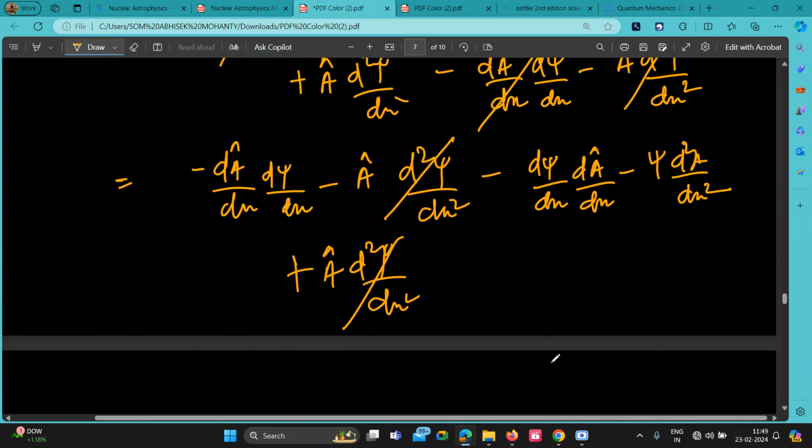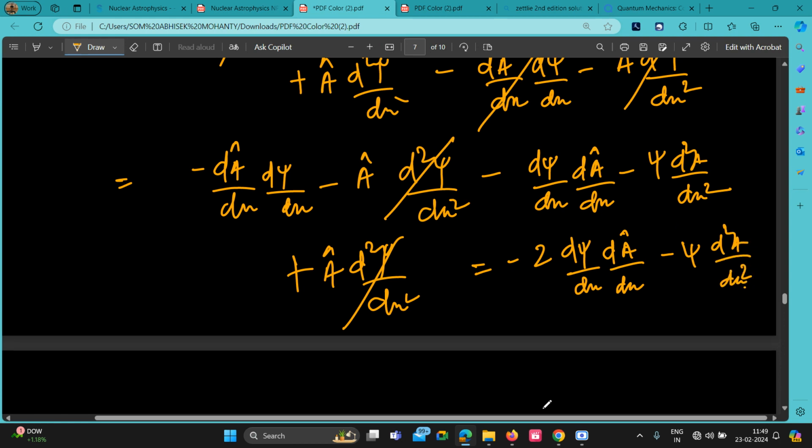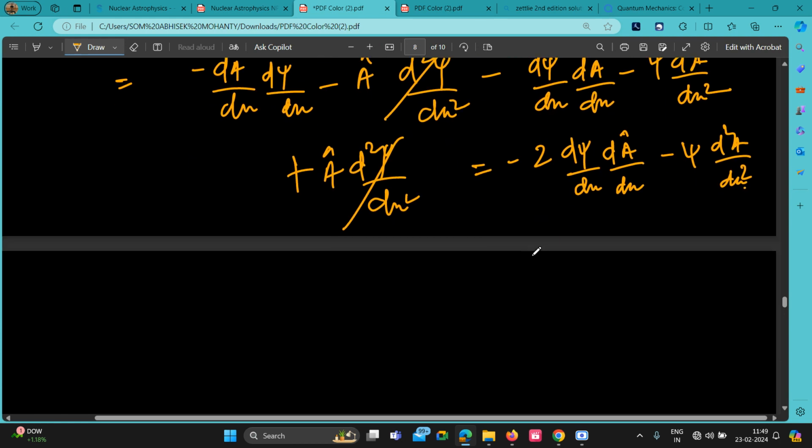Okay. So what is left? This is minus 2, as we added, d psi by dx dA by dx minus psi d square a by dx square. Okay. So if you remove the psi, that will be the answer.